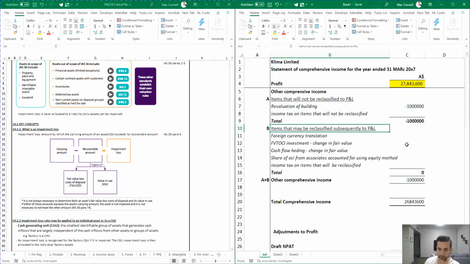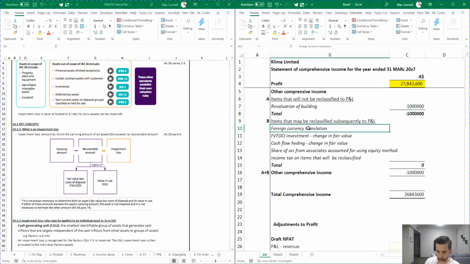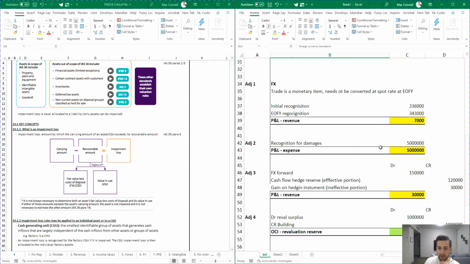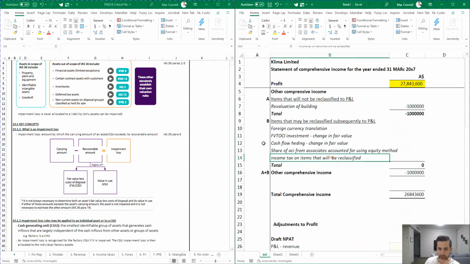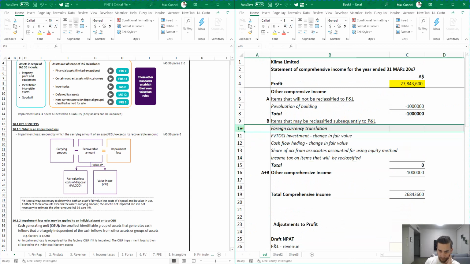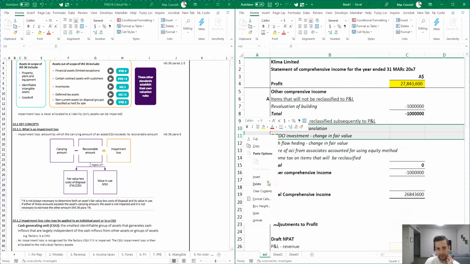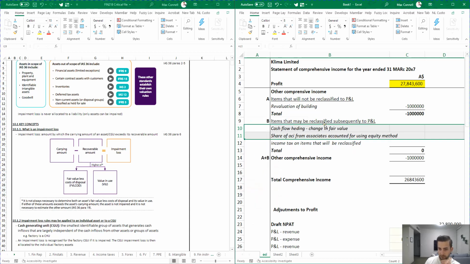We've got items that may be reclassified, and we're ignoring tax, so we can just delete this one out. Foreign currency translation. Did we have any in here? So we did have a foreign currency translation, but we only had one that hit the P&L. There wasn't any that hit the OCI, so we can delete that out. There was also no investments that were at fair value through other comprehensive income, so we can delete that as well.